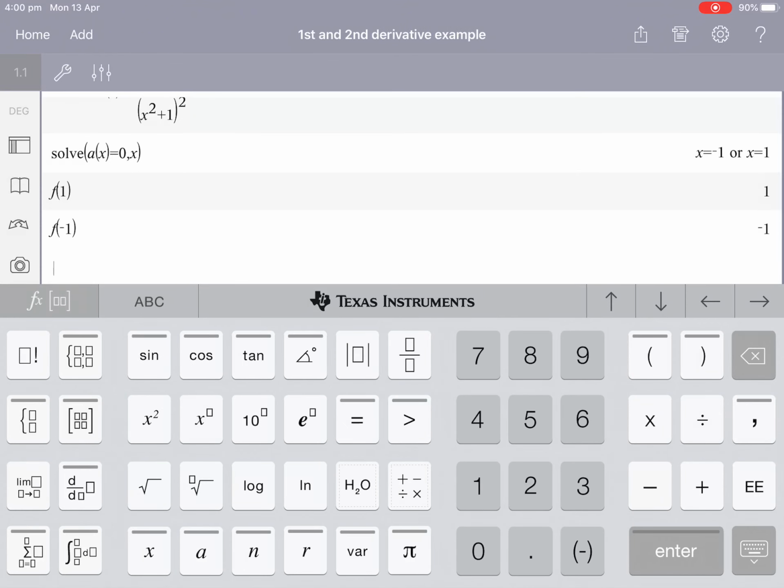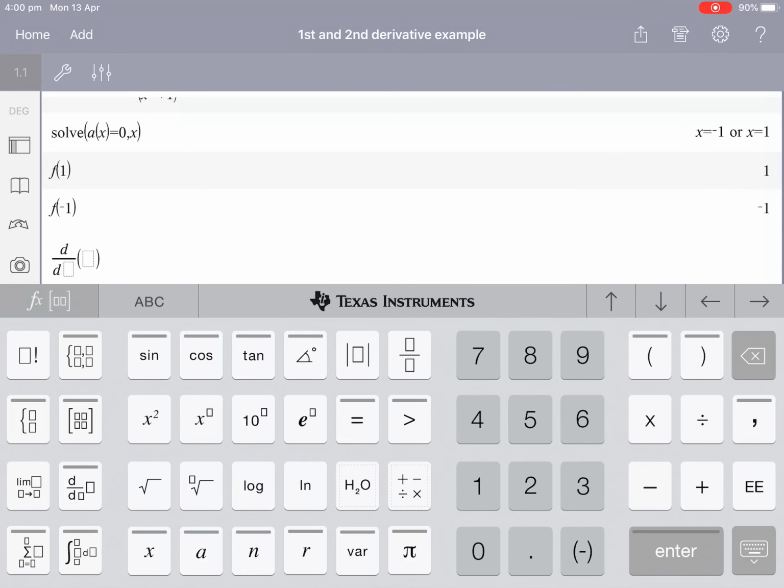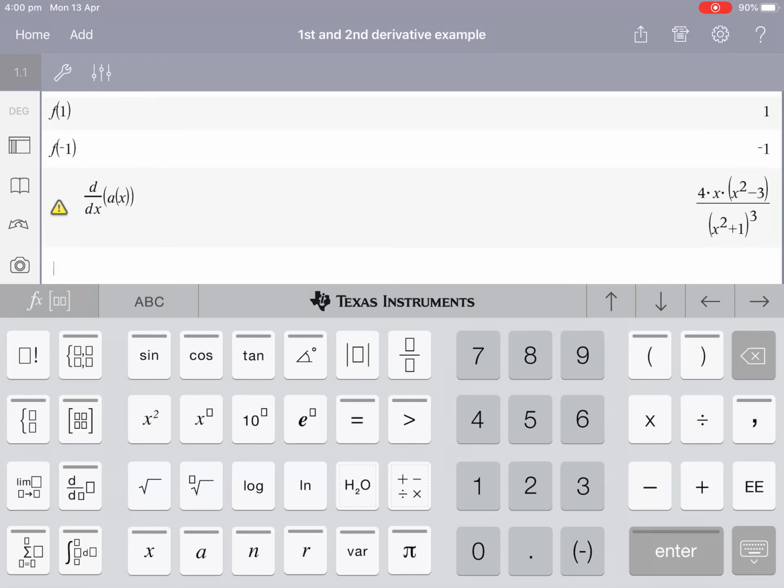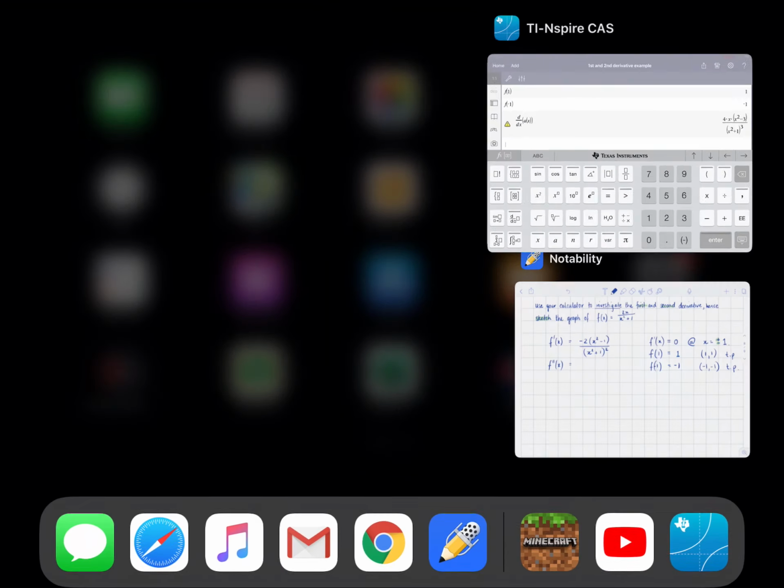Go back to the calculator. To find the second derivative, I have to differentiate the first derivative, which we called a of x. Now I can use the second derivative function in the templates option here, but I've already defined a of x, so let's just differentiate a of x. Here we go, there's the second derivative. So it's 4x bracket x squared minus 3 all over x squared plus 1 to the power of 3. Now I'm going to try and remember that when I go back to Notability. So 4x (x squared minus 3), over (x squared plus 1) to the power of 3.